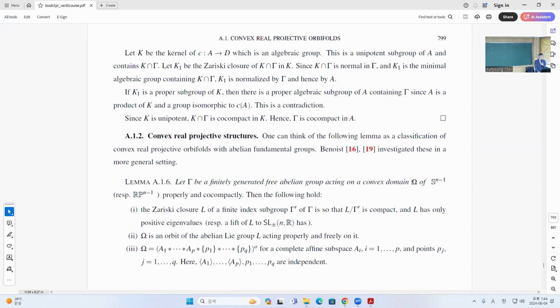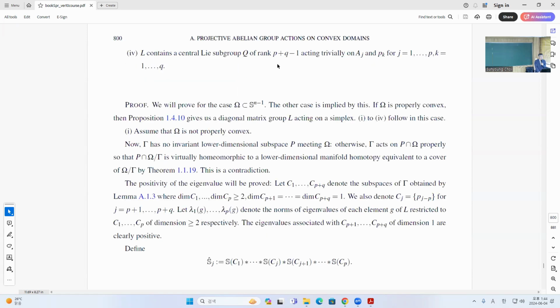And so A16 is: if gamma is a finitely generated virtually abelian group acting on this domain properly and co-compactly, then the Zariski closure of each finite index subgroup L is co-compact, and L has only positive eigenvalues, and omega is actually an orbit of this abelian group L, and then omega is a join of these complete affine spaces and a point, and these are all independent spaces, and this contains a central Lie group of rank p plus q minus 1 acting trivially on each of these.